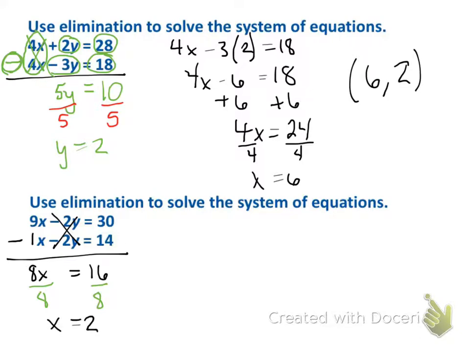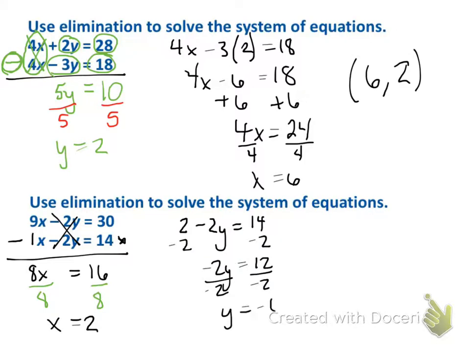I'm going to go with the second equation because I think it's easier, so we can substitute in. Instead of x, we'll write 2 minus 2y equals 14. Subtract 2 from both sides. Divide both sides by a negative 2. y equals negative 6. So we've got our final answer there of 2 comma negative 6. Did you get it right? I hope so.